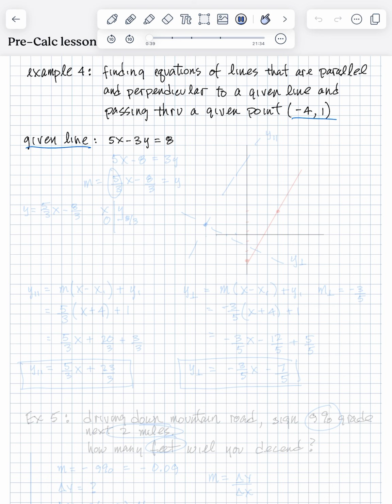So first thing you want to do is just put it in slope-intercept form. So we want to solve for y. So let's just rearrange some stuff. So 5x minus 8 equals 3y. Now what we want to do is divide everything by 3. So 5 thirds x minus 8 thirds equals y. So this is our equation. Leave it in fractions because we know that 5/3 now is our slope.